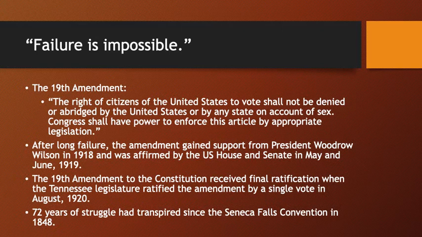The 19th Amendment was brought forward. It took decades to be passed by the Congress, and after long failure, the amendment gained support from President Woodrow Wilson during World War I and was affirmed by the U.S. House and Senate in May and June of 1919. The 19th Amendment to the Constitution received final ratification by the requisite number of states when the Tennessee legislature ratified the amendment by a single vote in August 1920, just a little over 100 years ago. 72 years of struggle had transpired since the Seneca Falls Convention in 1848, and now women had a federally guaranteed constitutional right to vote.